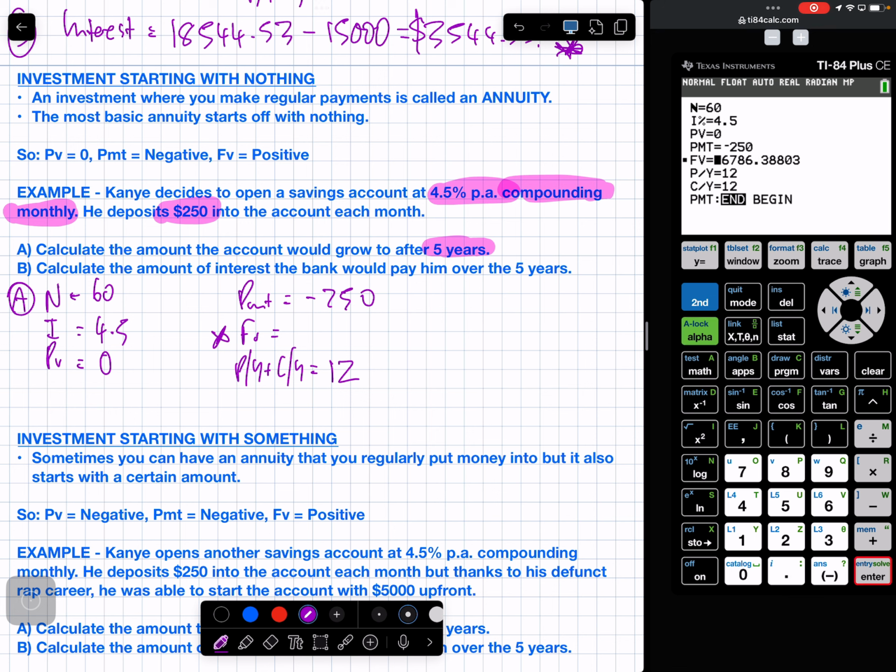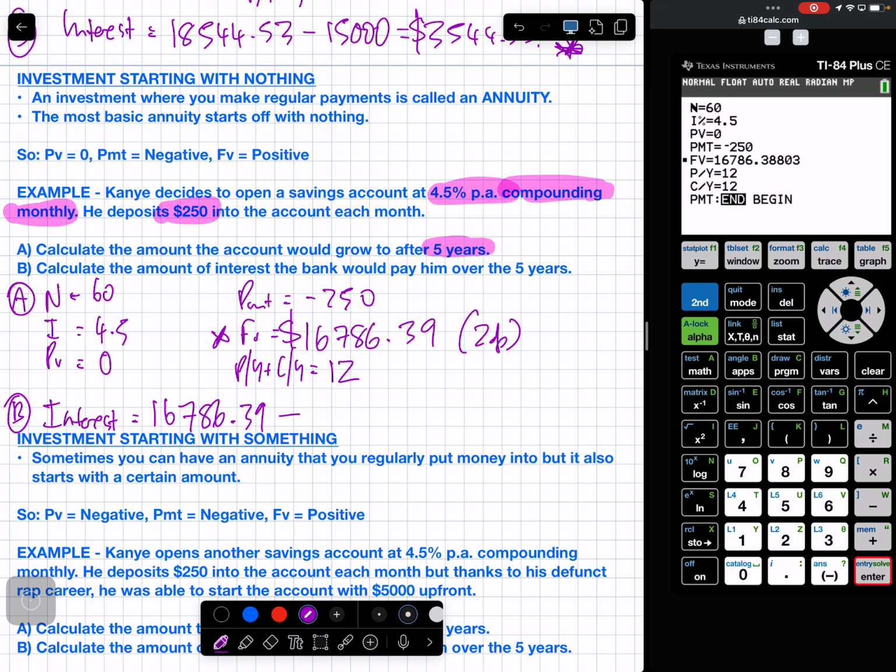So if Kanye started off with nothing and he put $250 in every month, which is not too bad, $50 a week is close to that, for 5 years, he's going to have $16,786.39 to 2 decimal places in the bank at the end, which sounds like a lot, but it's not actually that much interest. Because the interest is going to be interest. What did it grow to? It grew to $16,786.39.